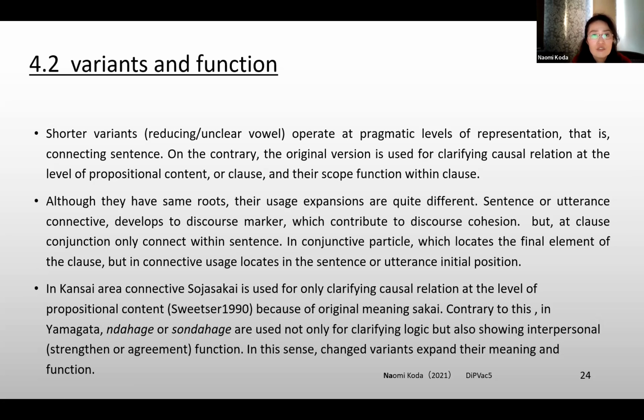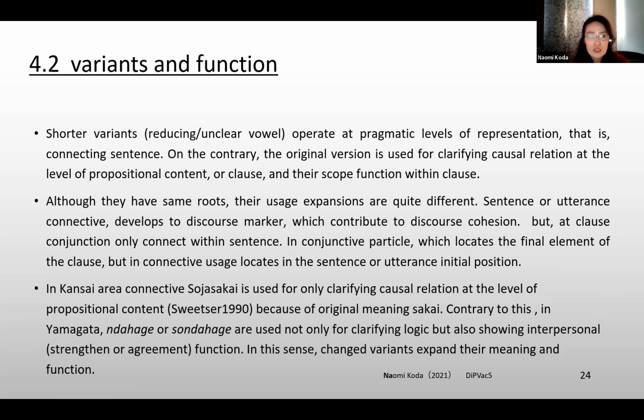Shorter variants, reducing unclear vowel, operate at the pragmatic level of representation, that is, connecting sentences. On the contrary, the original version is used for clarifying causal relation at the level of propositional content or clause, and their scope functions within the clause. Although they have the same roots, their usage expansions are quite different.